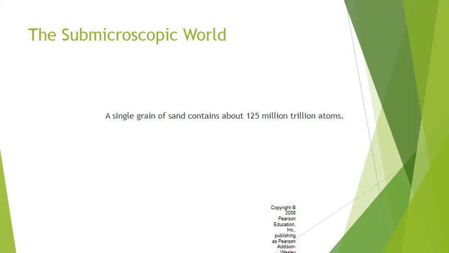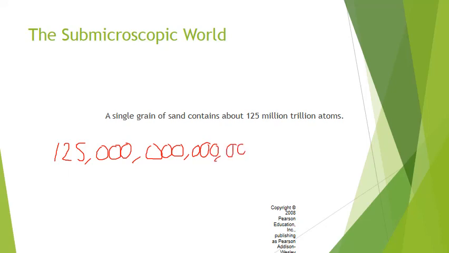But to give you a feel for how small atoms are, notice this slide says that a single grain of sand contains 125 million trillion atoms. So can we just put that number into perspective here? Here's 125 million. But remember, we're talking about 125 million trillion, so we've got to start adding zeros. There's your billions, and here's millions, and here's thousands, and finally, down to below the 1,000 level, hundreds and tens. That's 125 million trillion atoms.